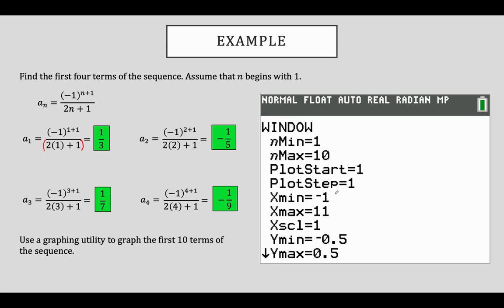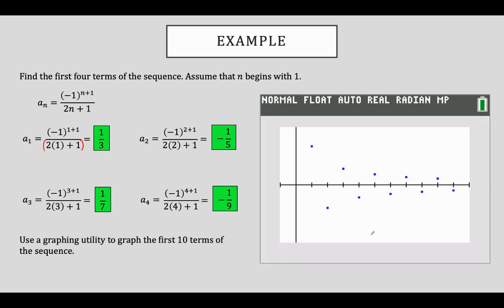X min at negative 1 still, and X max at 11 still. Notice in this case, I have changed my Y max and Y minimum values, and I did so noticing that the values of each of these terms are pretty small. So I made my Y min negative 1/2 and my Y max positive 1/2. Then hit graph, and hitting graph will spit out the graph of our sequence. And notice that the terms here actually alternate between being positive and negative. And we are able to clearly see the first 10 terms of the sequence.